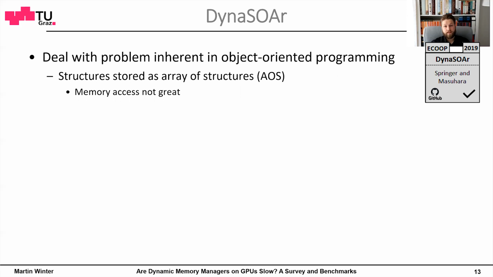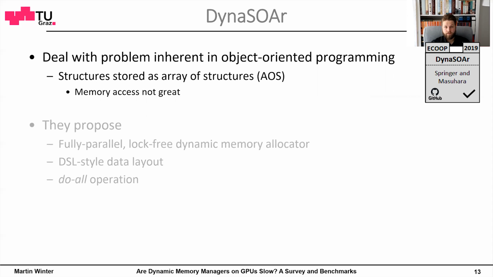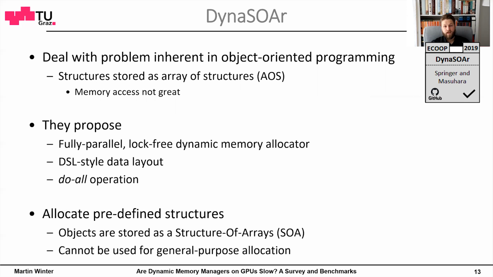Dinosaur is one of the recent additions by Springer and Masuhara in 2019 and intended to solve the problem inherent in object-oriented programming, as you typically have structures which are stored in arrays, leading to suboptimal memory access performance on GPUs. They propose a memory allocator as well as a DSL-like data layout and a do-all operation on these structures. With Dinosaur, one can allocate predefined structures, and internally, objects are then stored in a structure of arrays approach for improved memory access performance on GPUs.